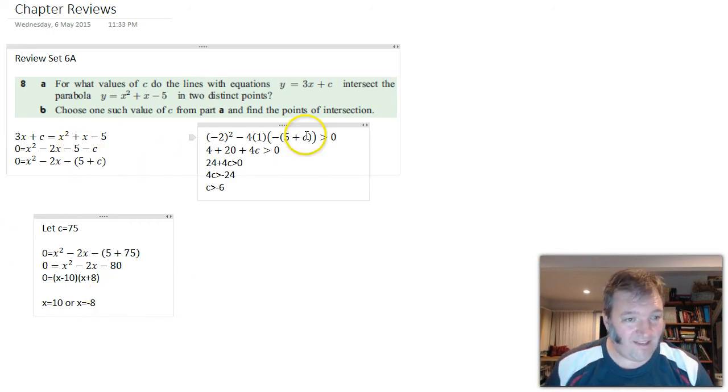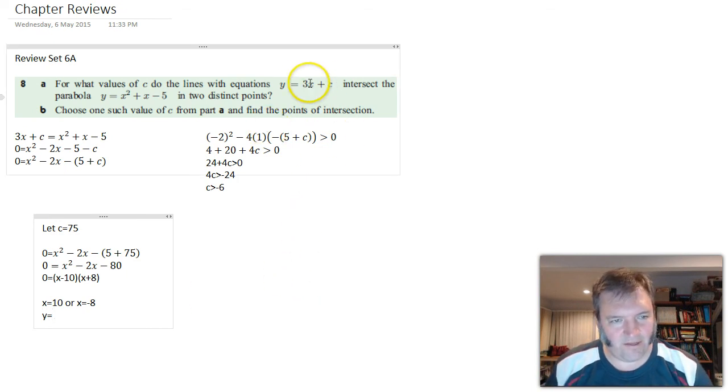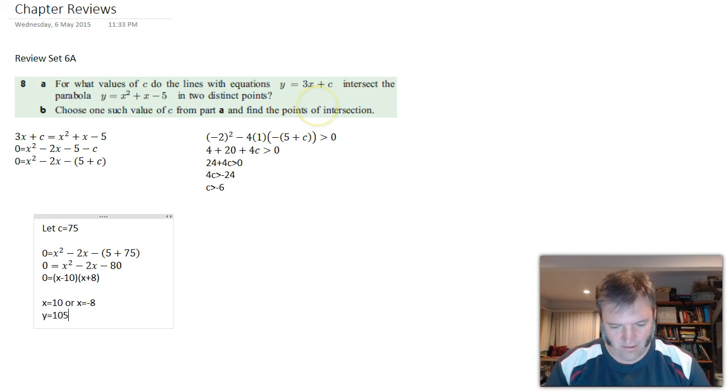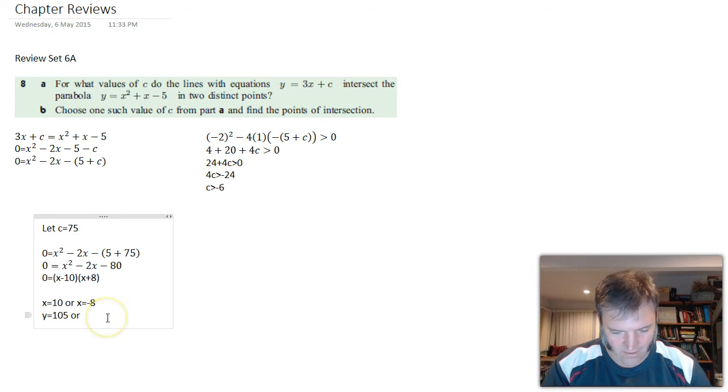And to find the points of intersection, I obviously need to find the y coordinates that match up with those. So when x equals 10, y is going to equal, I'm going to sub it into the first one, that's going to be a lot easier. So when x equals 10 and c is 75, we're going to have 30 plus 75, y is going to be 105. Or when x is -8, that's -24 plus 75, y should equal, I'm going to make that 51.